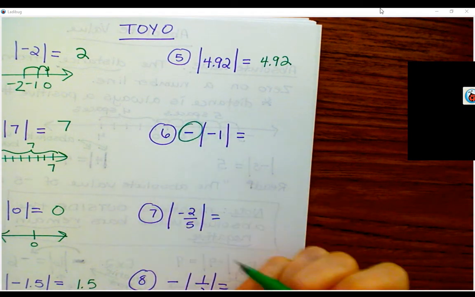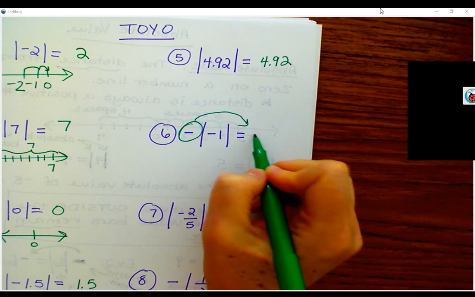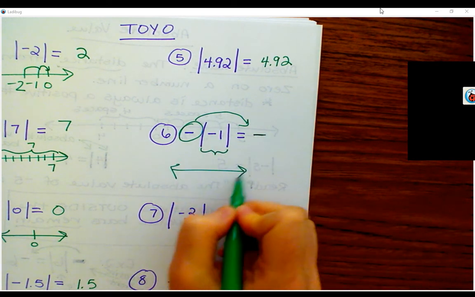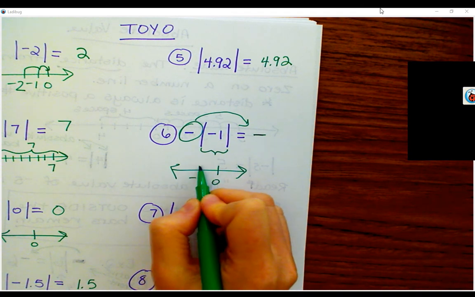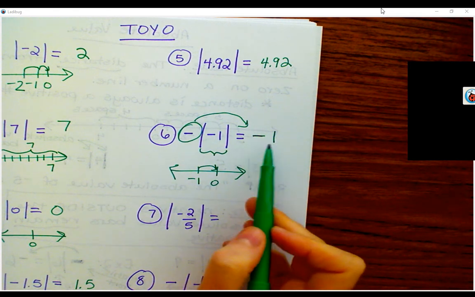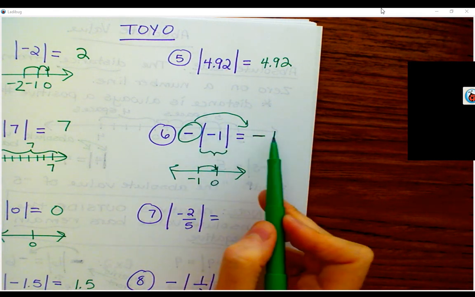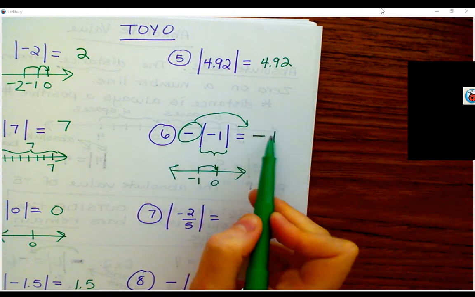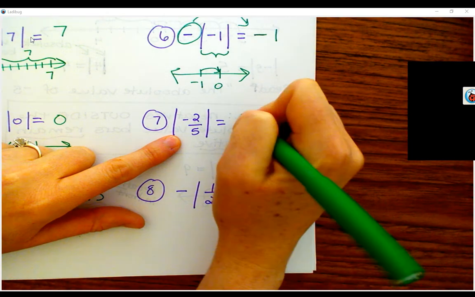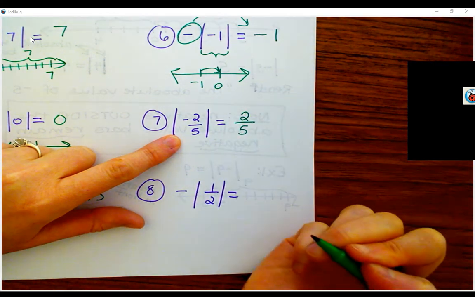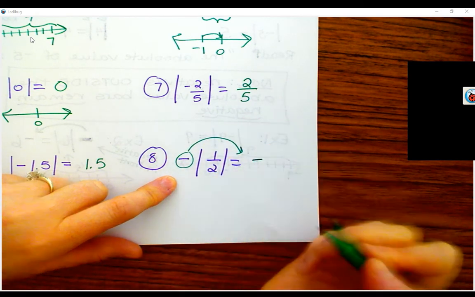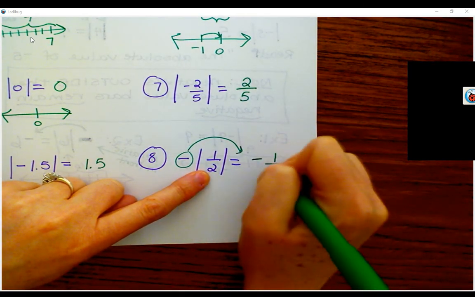Here, notice this one's out front. So we're going to keep it. And then we're going to take this, the absolute value of -1. Here's 0, here's -1. It's just one jump, so it's 1. So our overall answer is -1. The absolute value of -1 is +1, but there was a negative in front, so we keep it. Okay, here, absolute value of -2/5 would just be +2/5. Okay, here, keep that one out in front, negative. And then absolute value of 1/2 is 1/2.